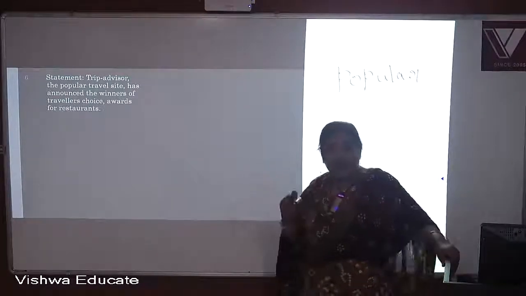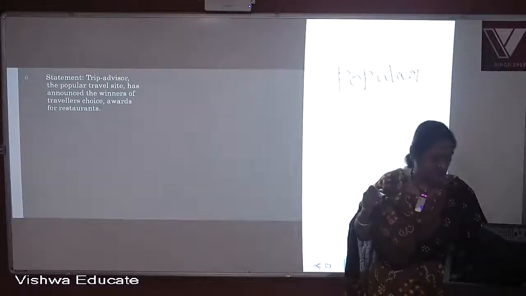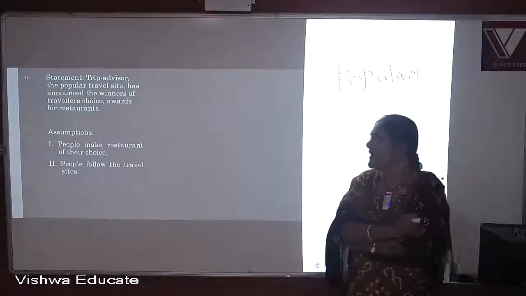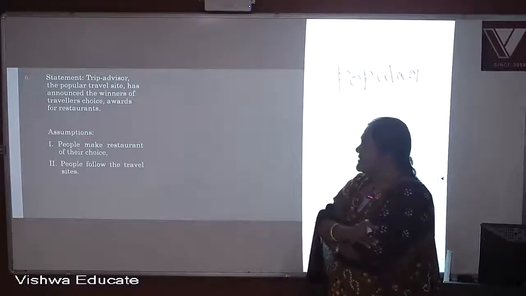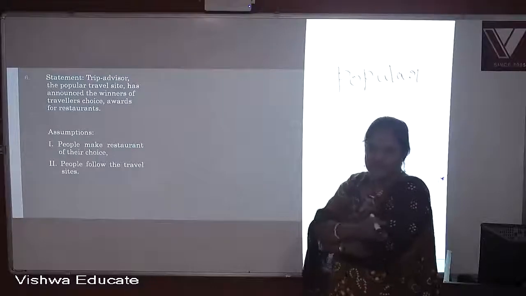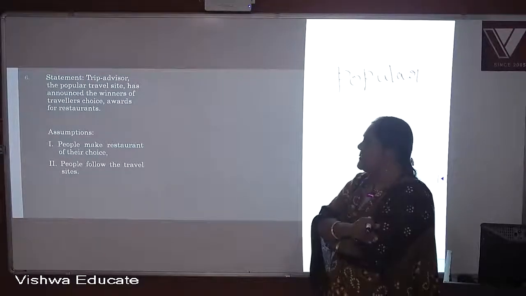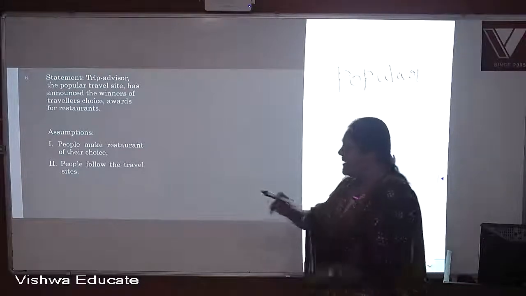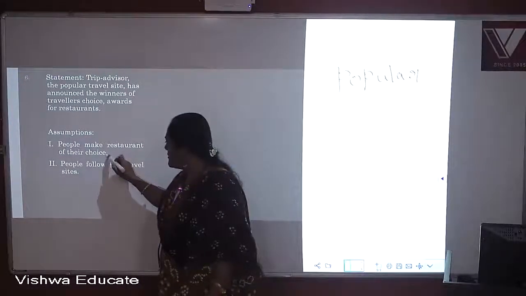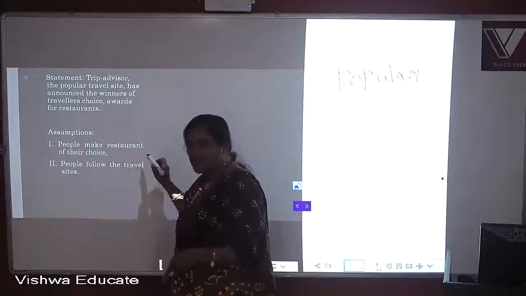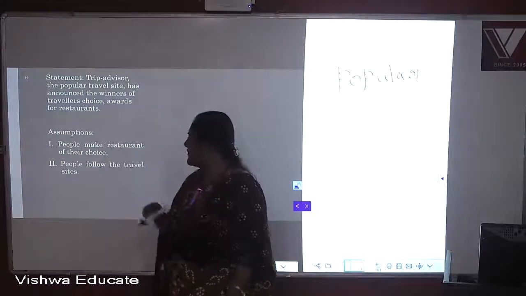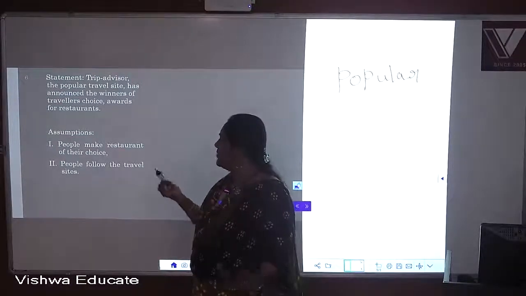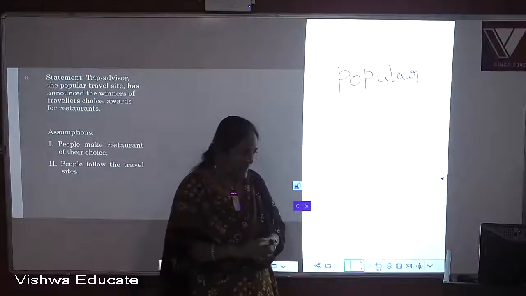Okay, now look at the given assumptions. Think about it. People make restaurant of their choice. There's a full stop, not comma. Please understand that point. People follow the travel sites. Here is also a full stop, because if you put a comma, you feel a pause and something else is there. It's not there. It's a full stop only. Now, people make restaurant of their choice. People follow the travel sites. Okay, think now.